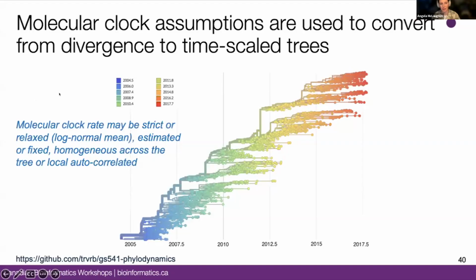And so using this molecular clock rate assumption, we can convert this divergence tree to a time-scaled tree, which does look a little bit different. Sometimes you can have compression or expansion of some of those branch lengths.